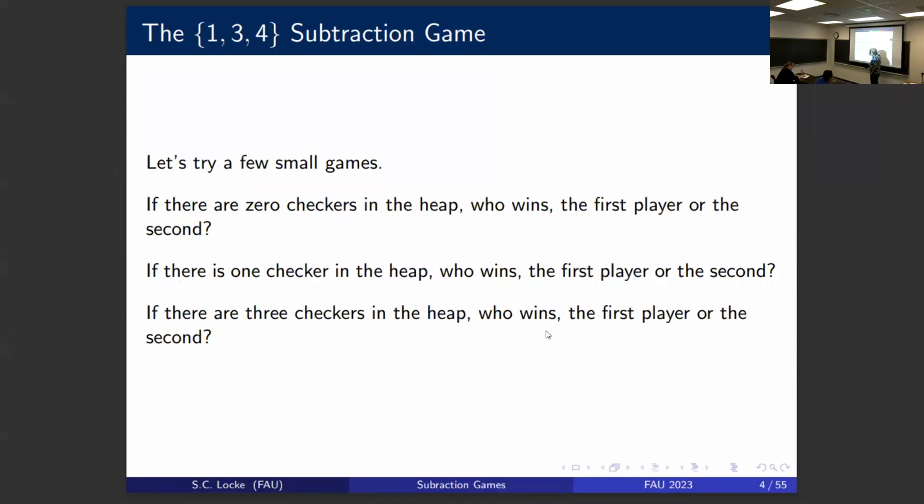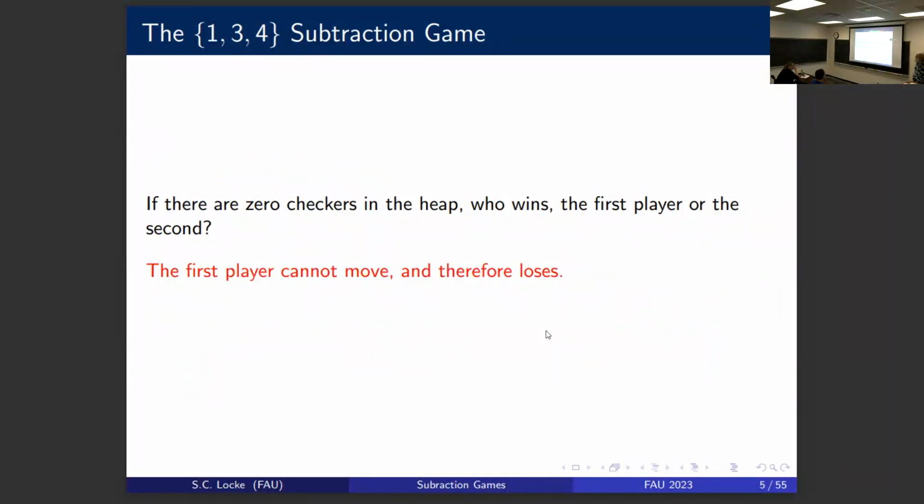So here's the first couple of questions you should ask yourself. If there's 0 checkers in the heap, who should win? That one's pretty trivial. If there's 1 in the heap, who should win? You should do the same thing for 2. I said, if there are 3 in the heap, who should win, right?